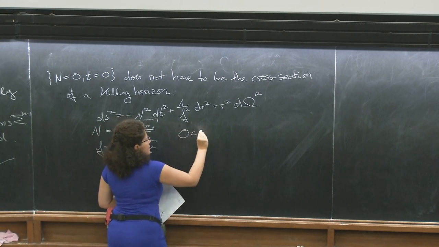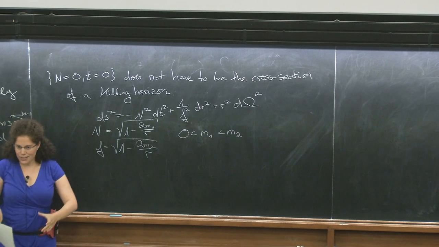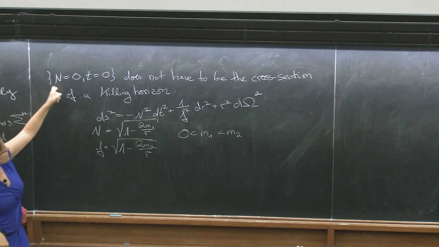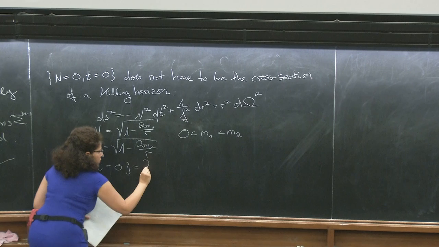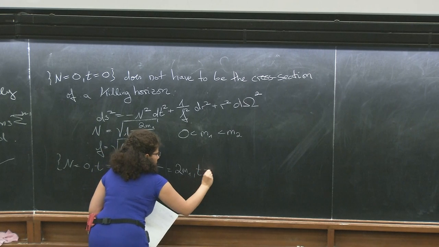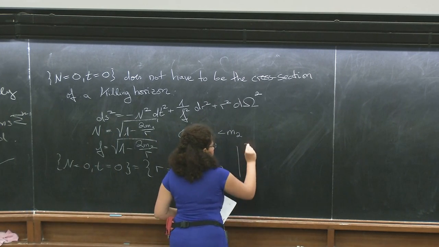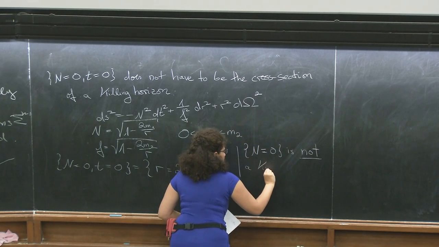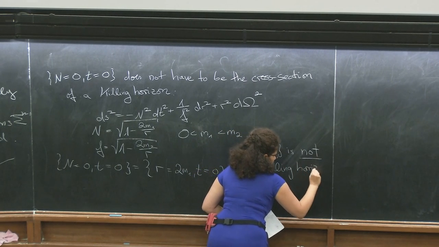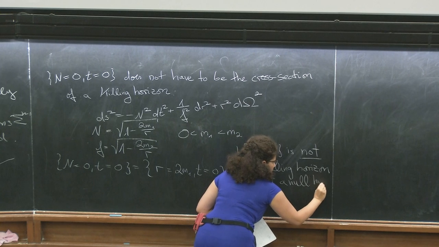And if we assume that 0 is less than m1 is less than m2, then n equals 0 is a hypersurface. Yeah, and we cross it with t equals 0. So it has such a set. And that set here in this example coincides with when r is 2m1 and t is 0. Yeah, as usual, but now we have to be careful to know which mass. But upstairs, n equals 0 is not a Killing horizon, because it's not a null hypersurface. The horizons should be null hypersurfaces.